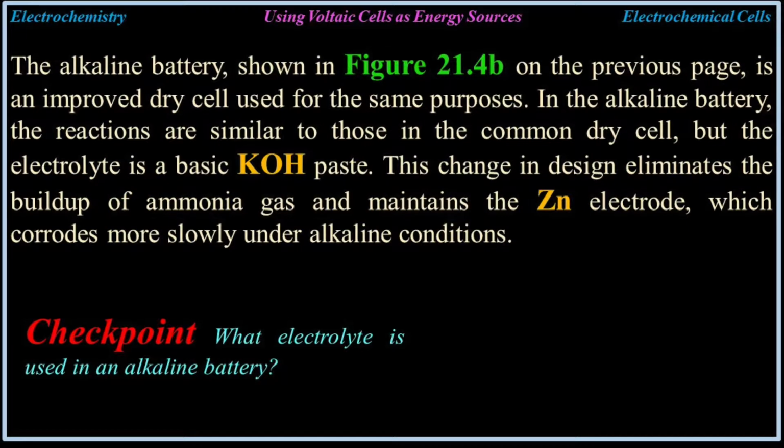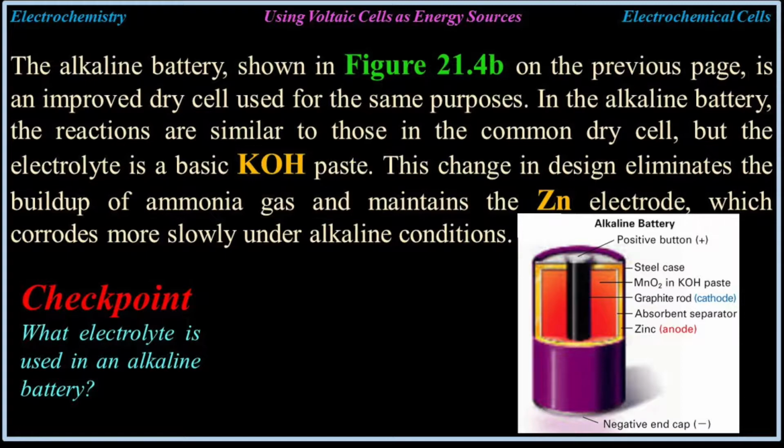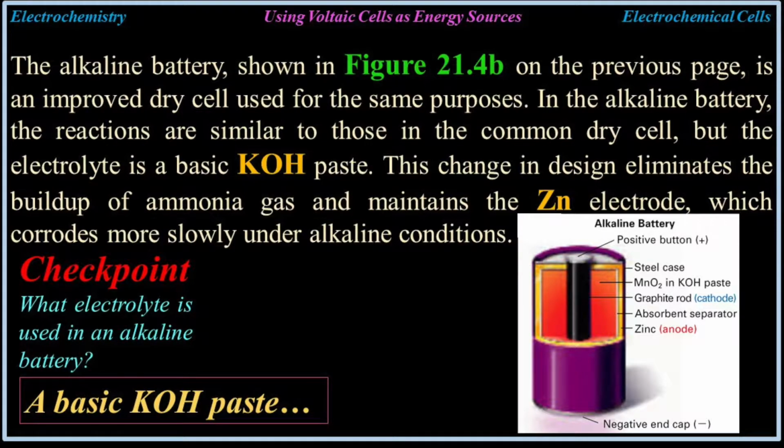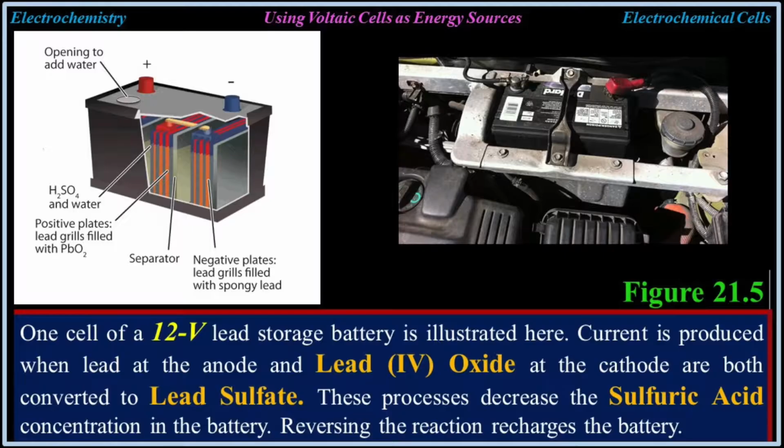Checkpoint. What electrolyte is used in an alkaline battery? Well, as stated, let's look. The alkaline battery has manganese dioxide in a potassium hydroxide paste. A basic potassium hydroxide paste is the answer.